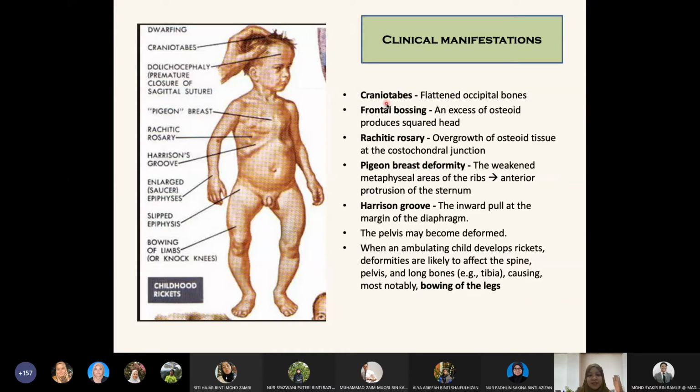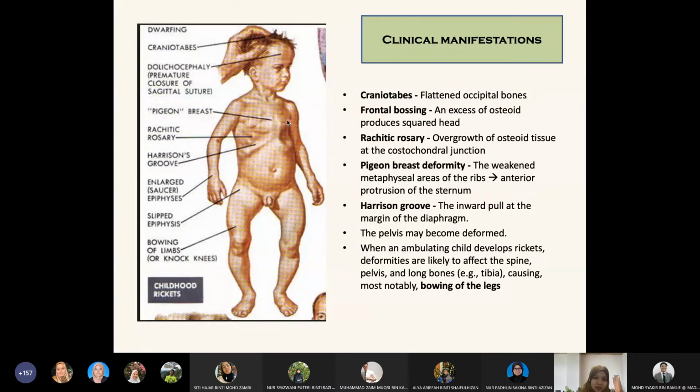So how does rickets manifest? They can have craniotabes, whereby there are flattened occipital bones. They can have frontal bossing, okay? Frontal bossing because of the excess of the osteoid. So they will produce a squared head, and then they can have a rachitic rosary because at the costochondral junction you have the osteoid tissue. So in rickets, there will be overgrowth of the osteoid tissue at the costochondral junction, producing a rachitic rosary.